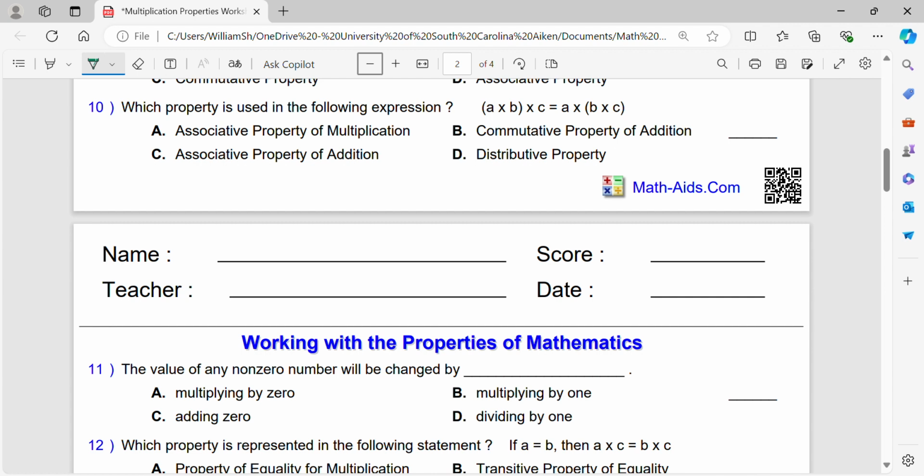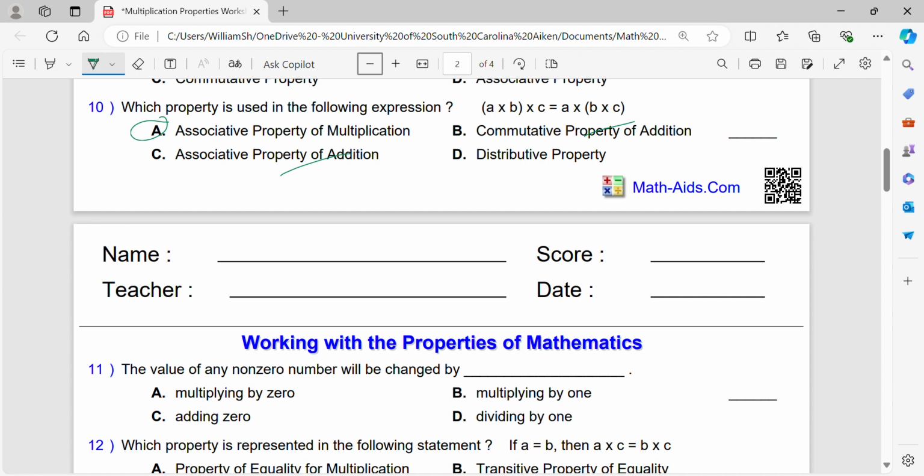Now let's look at number 10. Which property is used in the following expression? It says A times B times C equals A times B times C. Okay, here all that's changed is where the parentheses are at. So, obviously, it's a multiplication property, so we can get rid of this addition stuff here. Is it either the associative or distributive property? This is obviously the associative property, because we've looked at the distributive property.